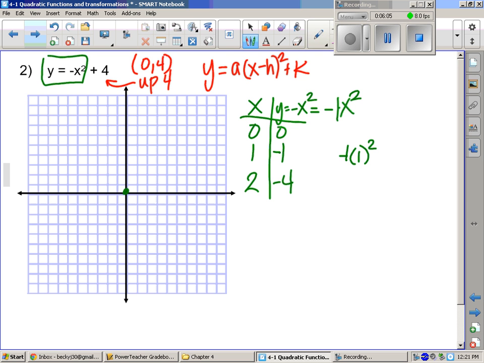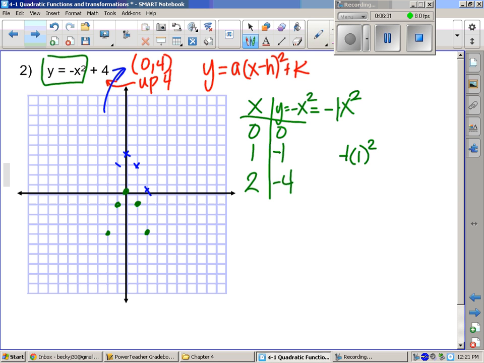Okay, very good. So we're going to start plotting those: 0, 0, 1, -1. Ooh, I noticed something a little different this time. 2, -4. And you can use symmetry to reflect onto the other side. This has an axis of symmetry as well. Okay, now that's not our final answer. And I know that because we have a shift. We need to move our vertex to 0, 4, or we need to shift every point up 4 units.